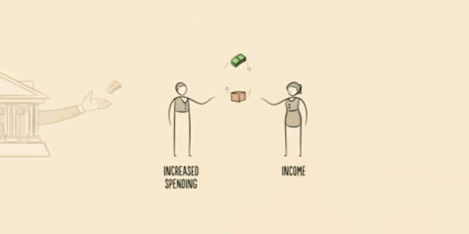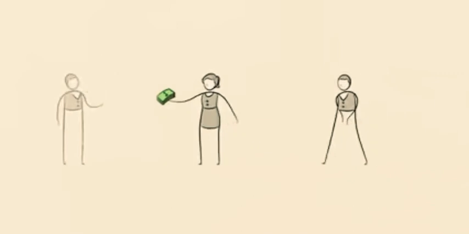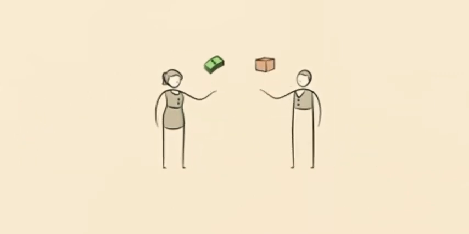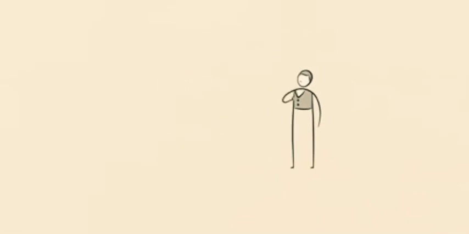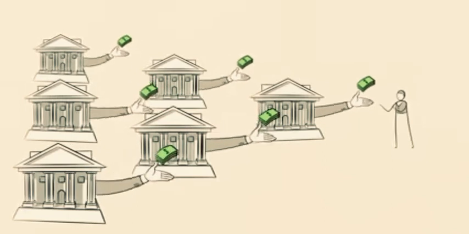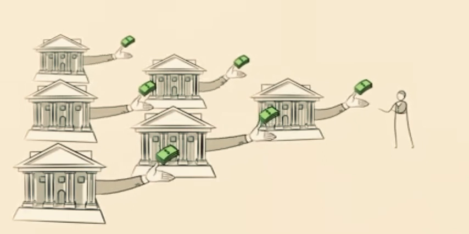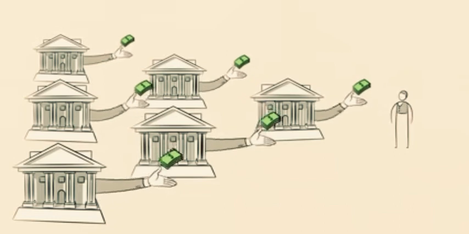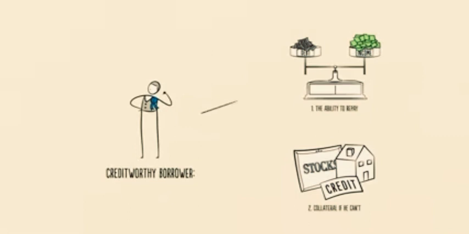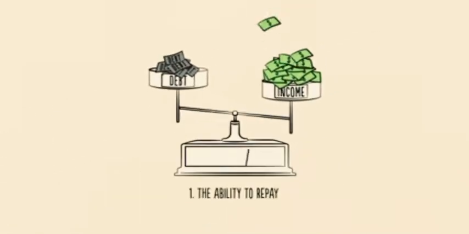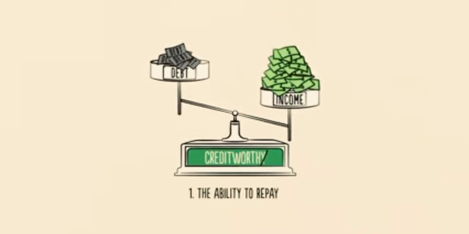This is because one person's spending is another person's income. Think about it. Every dollar you spend, someone else earns, and every dollar you earn, someone else has spent. So when you spend more, someone else earns more. When someone's income rises, it makes lenders more willing to lend him money because now he's more worthy of credit. A credit-worthy borrower has two things: the ability to repay and collateral. Having a lot of income in relation to his debt gives him the ability to repay.